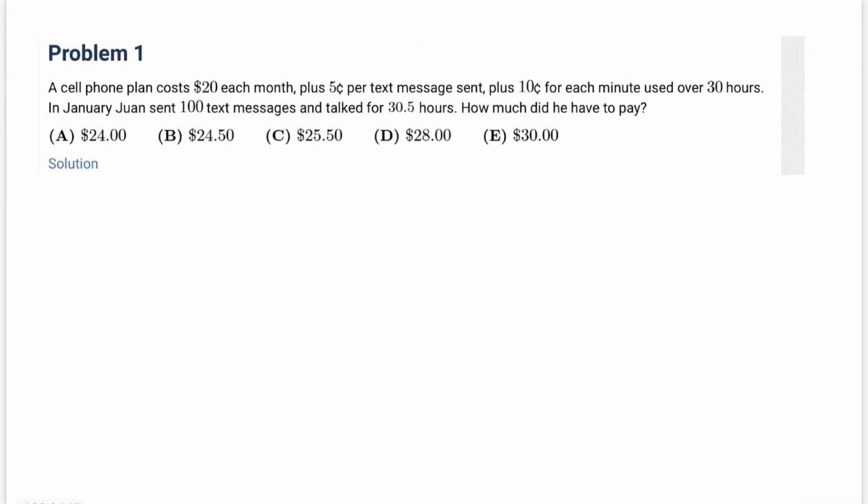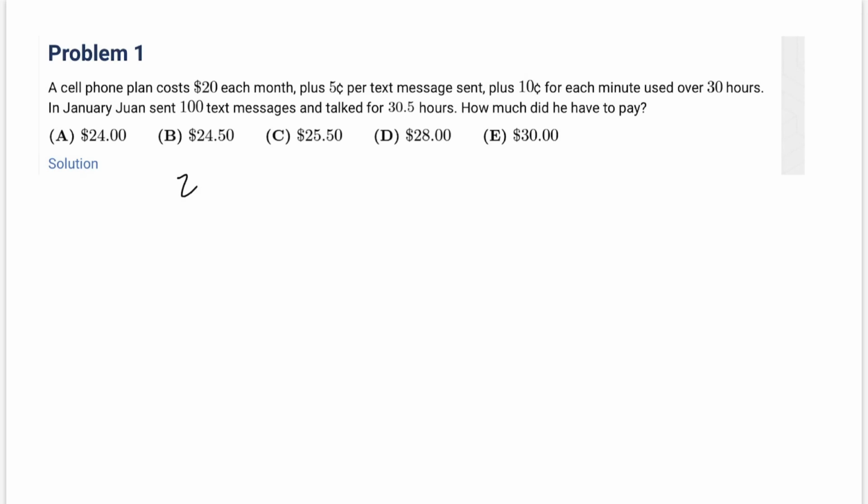So let's get started. First problem: a cell phone plan costs $20 each month, plus 5 cents per text message sent, plus 10 cents for each minute used over 30 hours. In January, Juan, like that's how you read it, right? Sent 100 text messages and talked for 30.5 hours. How much did he have to pay?